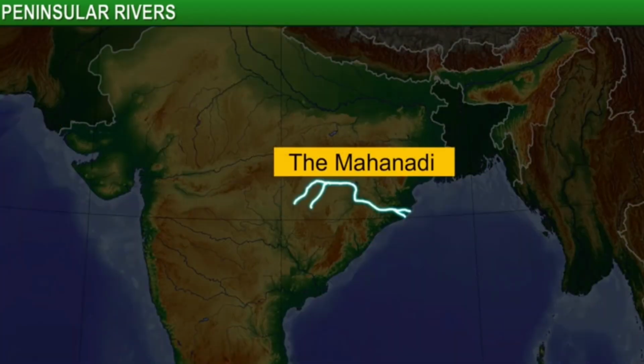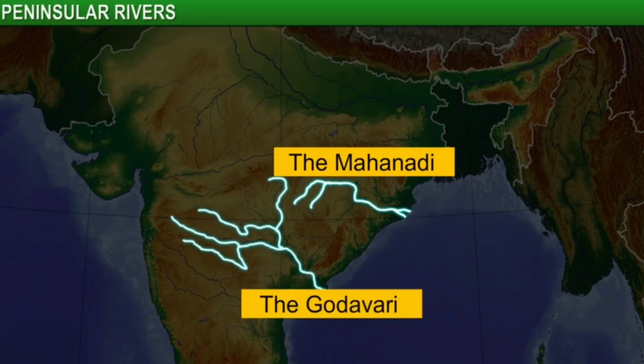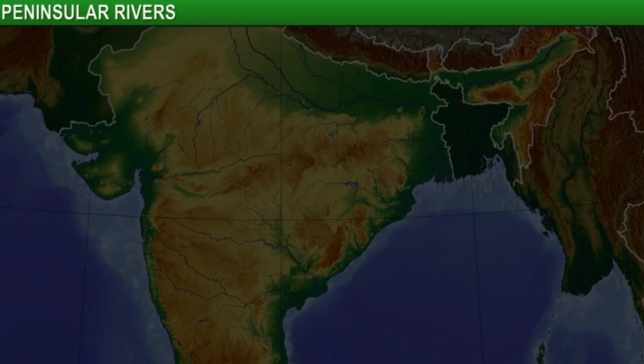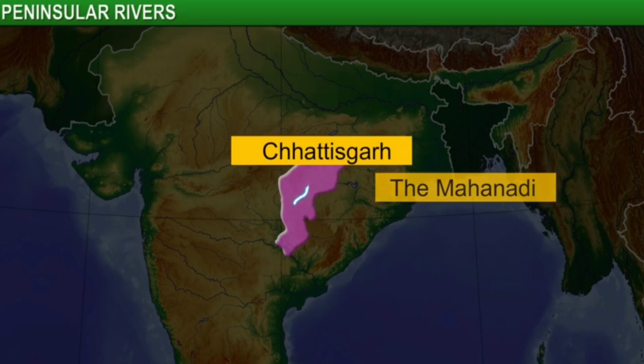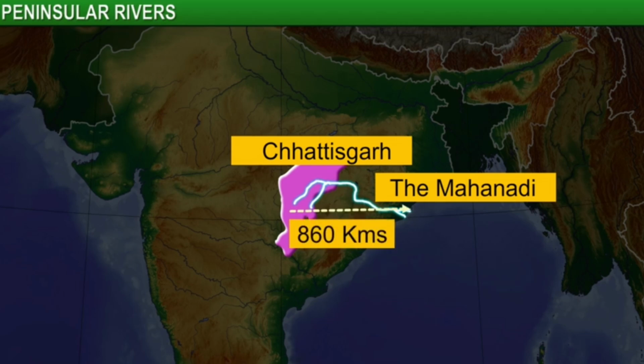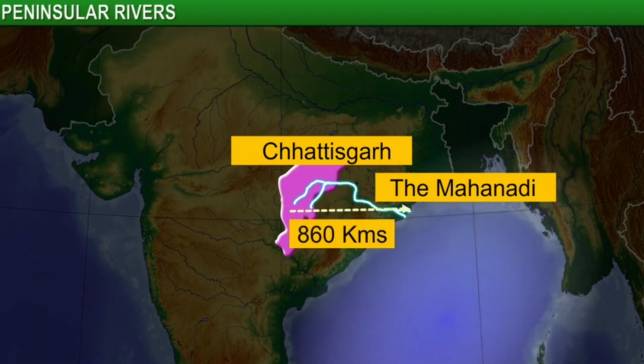The Mahanadi River is approximately half the size of the Godavari. It originates from the state of Chhattisgarh and covers a distance of about 860 kilometers to drain into the Bay of Bengal.